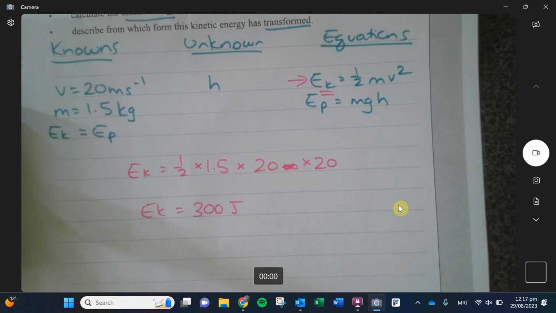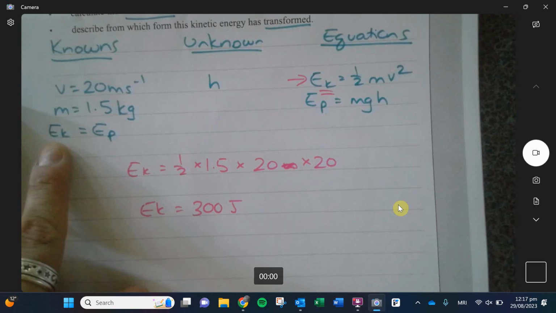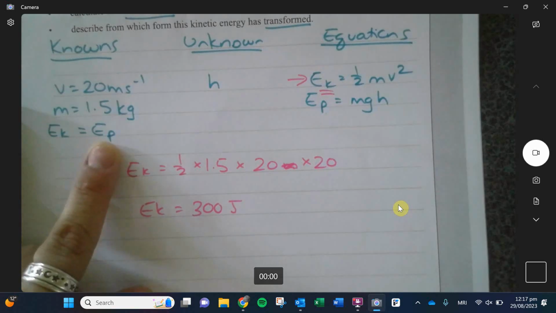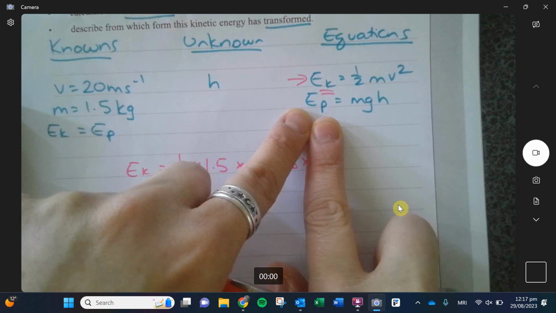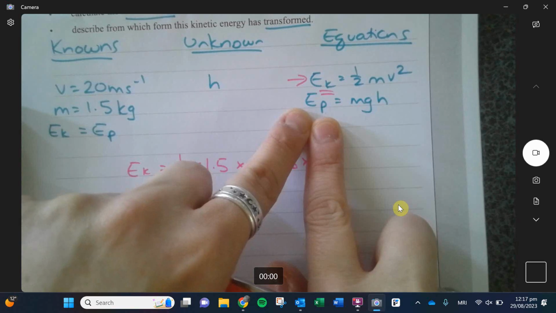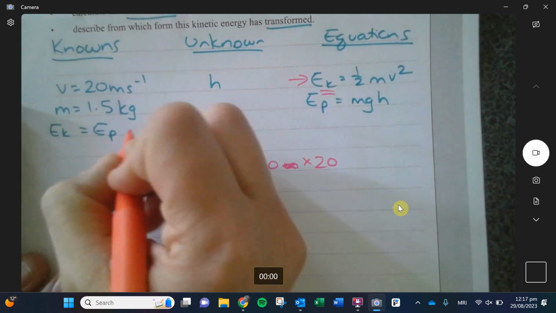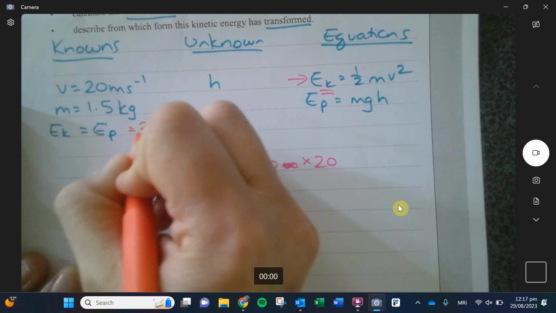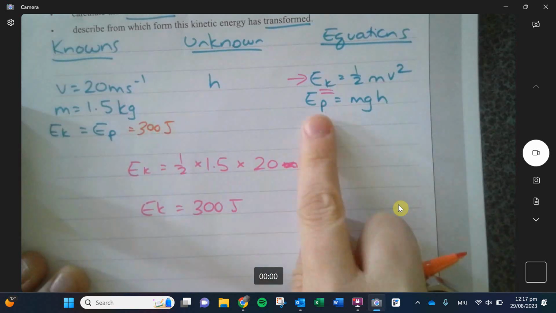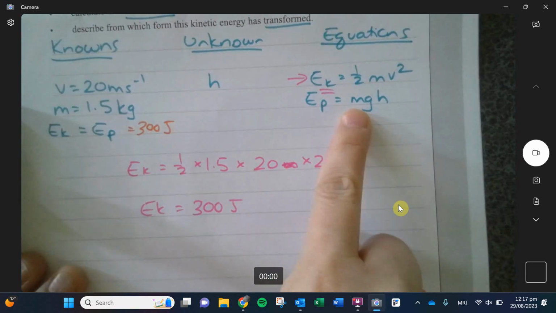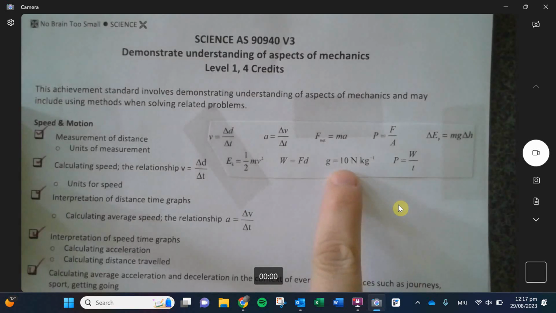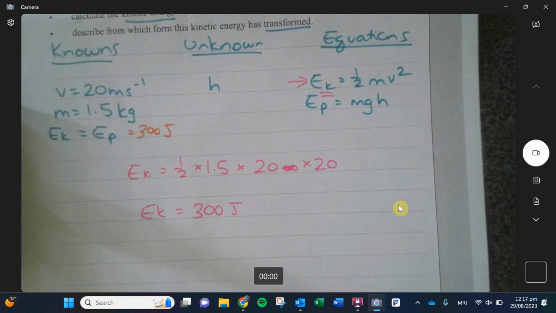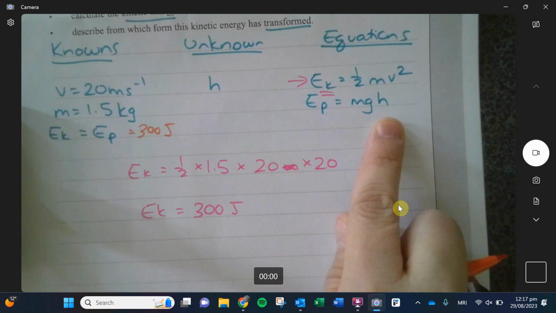All right, since I'm assuming that the kinetic energy is the same as my gravitational potential energy, I now have the EP value. So EP, all of it, equals 300. I have the mass. I have gravity. Gravity is one of my given constants. It is 10. And then height would be my unknown.